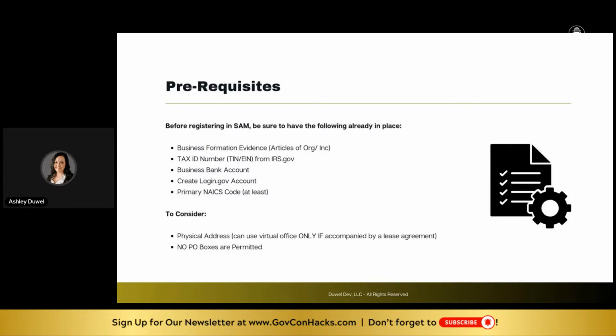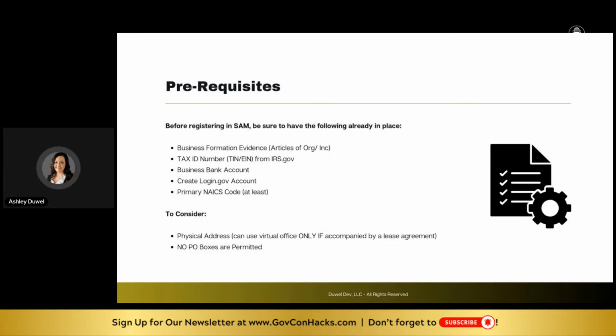Before you get registered in SAM, there's a few things that you want to have in place. Your business formation evidence, which is often referred to as your articles of organization or articles of incorporation. You may be a solopreneur without a formed business. In that case, you may want to include your DBA evidence. You should have a tax ID number at this stage. If you're a solopreneur, you may be using your social, though I do recommend getting with your CPA to see if there are any tax benefits alternatively.